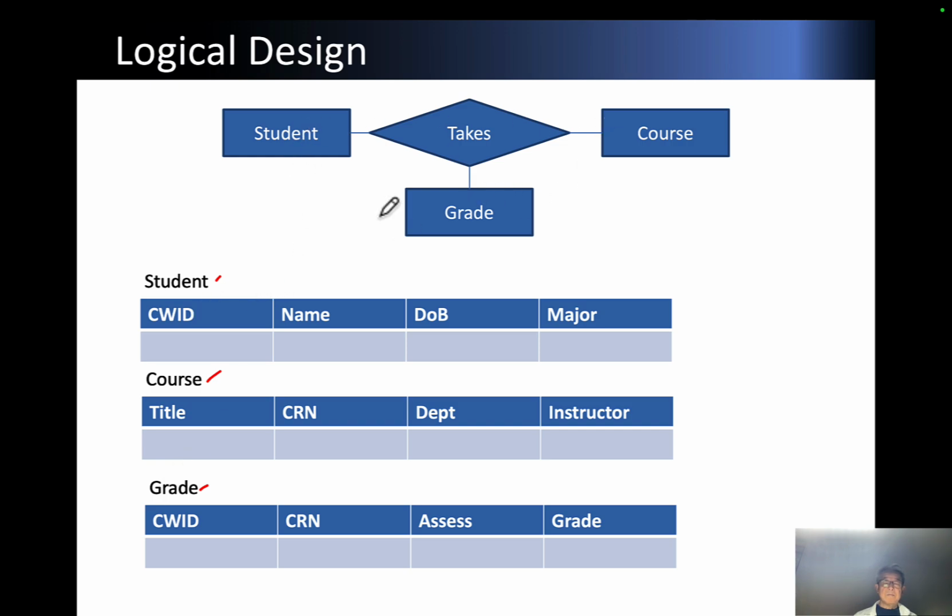Think about that. This relationship is not converted to an independent table. Any information about this takes appears somewhere here. For example, students takes course. Then we have a student here, student ID, course.